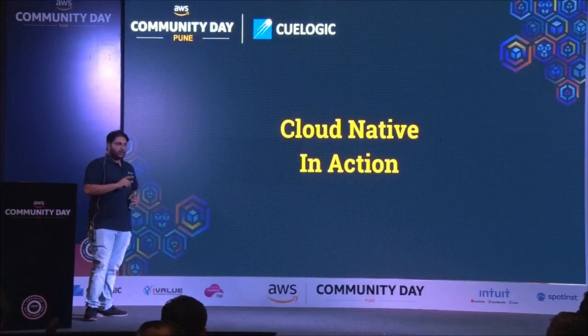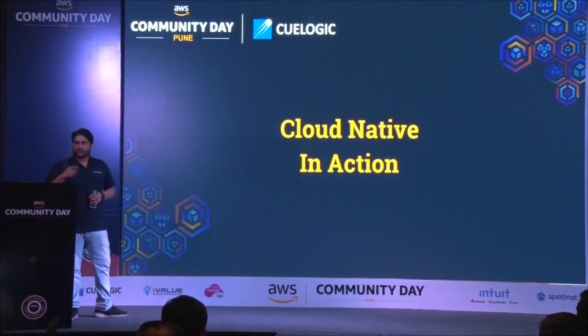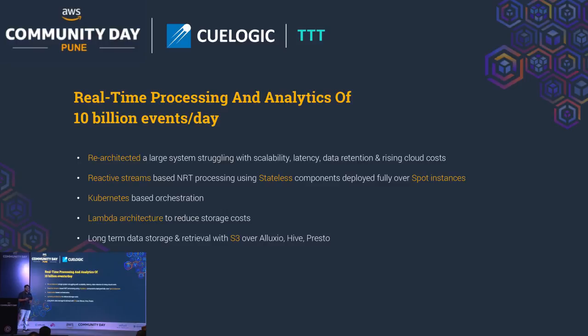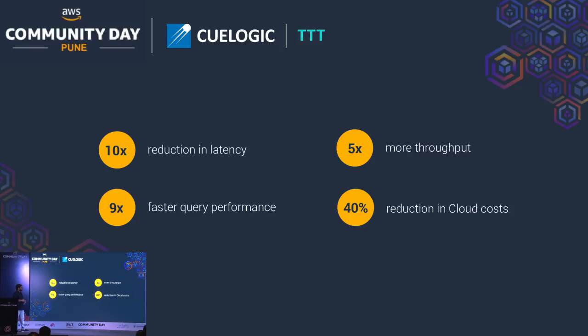Finally, I want to talk a little bit about two cases. This is just to show you the potential that Cloud Native has if it's done properly. This is a case about processing 10 plus billion events per day. We had a large system which was struggling with scalability, latency, and all those things. So we changed that entire thing. We moved it into reactive streams, used stateless components, and deployed over spots, orchestrated by using Kubernetes. Lambda architecture is something in big data because we wanted to leverage S3 for a lot of data saving, and that's the results that we attained.